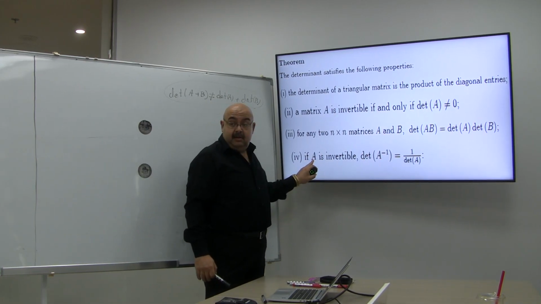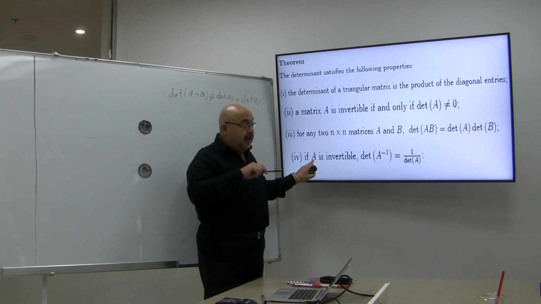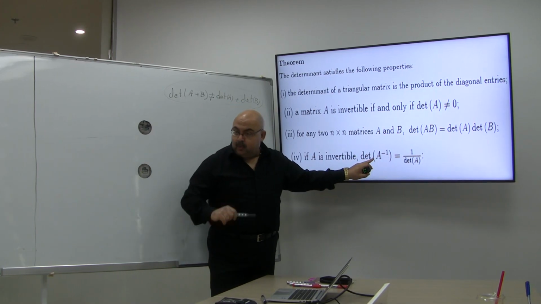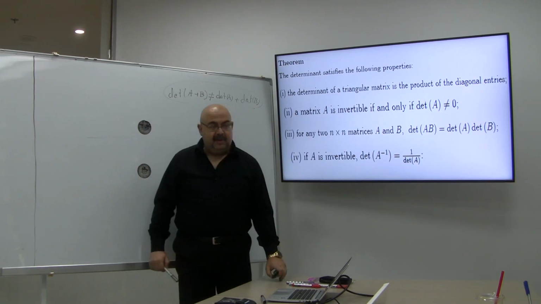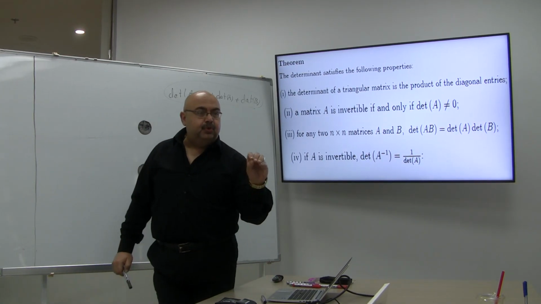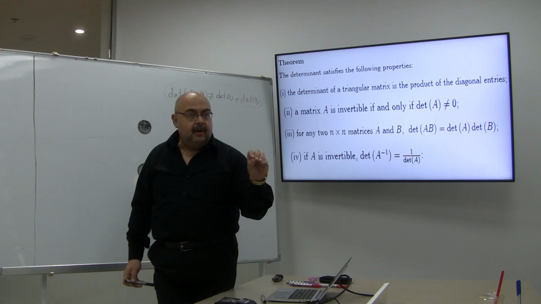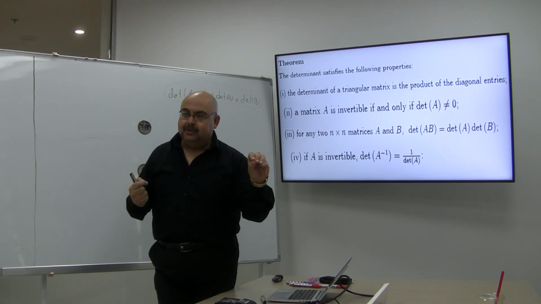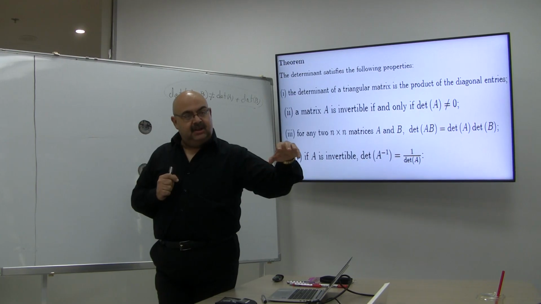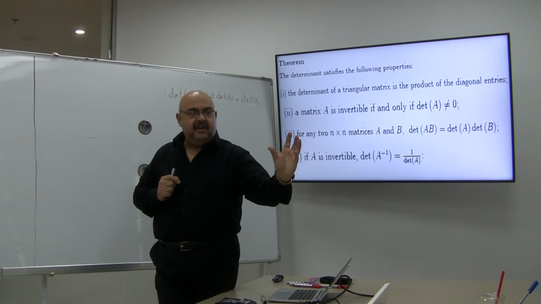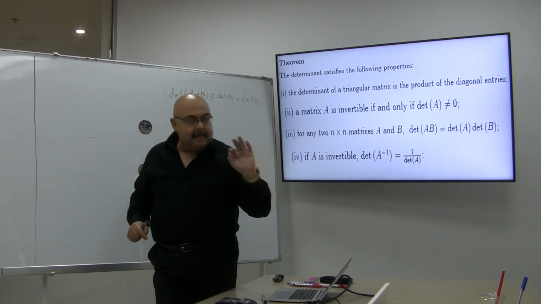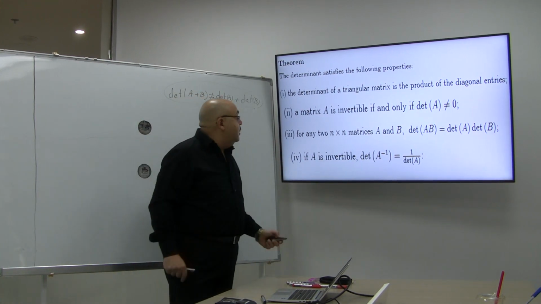The determinant of A inverse is equal to 1 over the determinant of A. So if I have a matrix whose determinant is 2, and it is invertible, the determinant of the inverse matrix will be 1 over 2. If I have a matrix and its determinant is negative 5, the determinant of its inverse is going to be negative 1 over 5. This is really important.